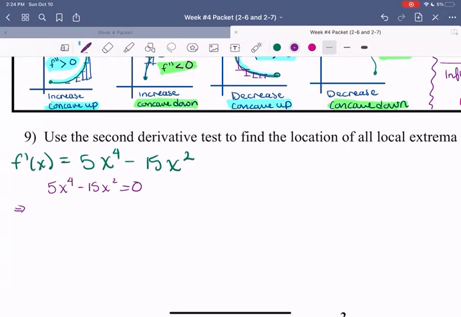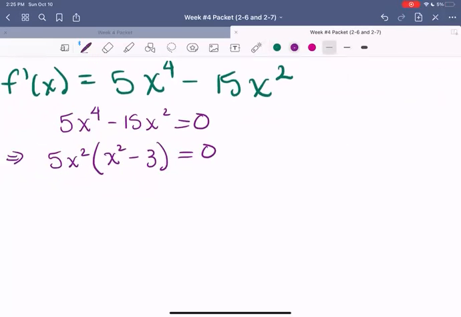To do that, we can factor out a 5 and an x squared from each term. That leaves us with 5x squared times x squared minus 3 equals 0. If this product is equal to 0, then either x is equal to 0 or x squared minus 3 equals 0. That second equation tells us that x squared is equal to positive 3, which, taking the square root, tells us that x is equal to plus or minus root 3.